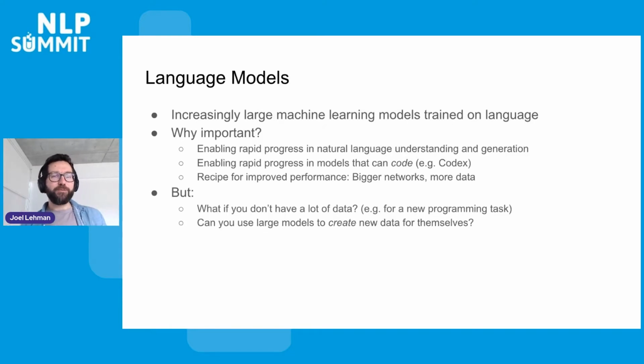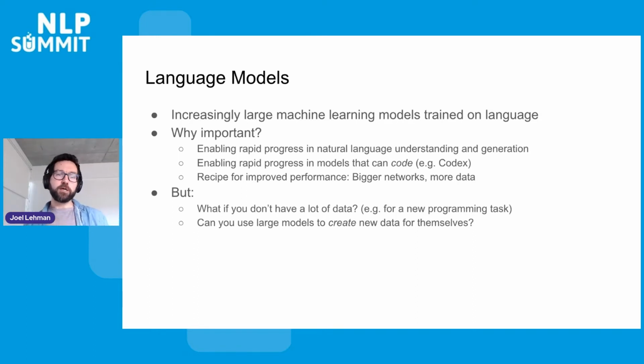So at this conference, probably there's not a lot of need to go into an incredible amount of detail on language models. Probably many of us are familiar with these things: increasingly large machine learning models, sometimes with billions of parameters, trained on natural language. They're important because they've enabled a lot of rapid progress in natural language understanding and generation, pretty profound progress relative to where we were, say, a decade ago.